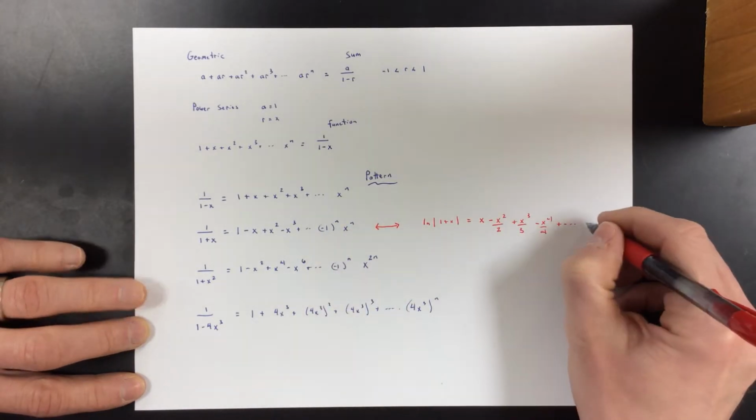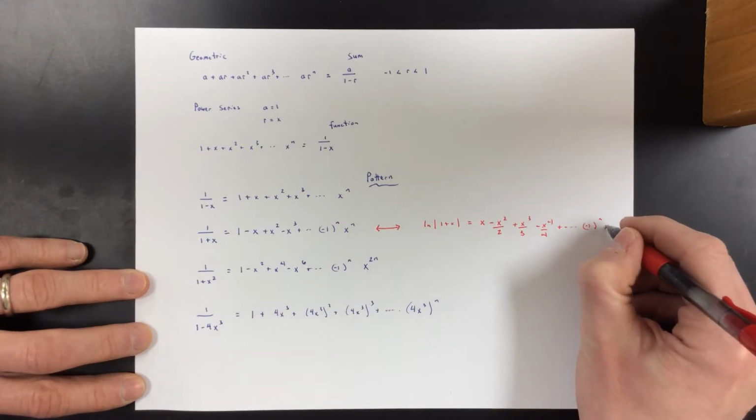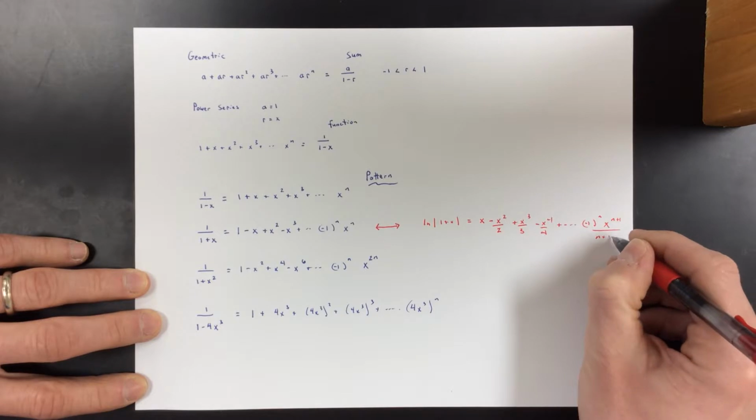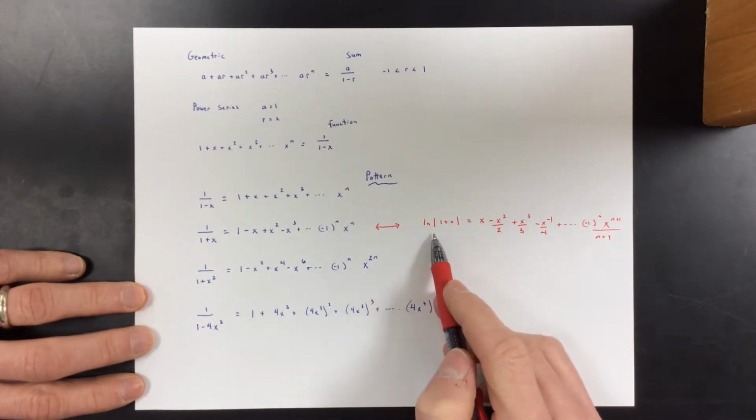And then integrating the general term. It's still going to alternate. And the general term, instead of x to the n, it's going to be x to the n plus 1 over n plus 1. I just integrated everything. And so now we have a polynomial approximation for the natural log.